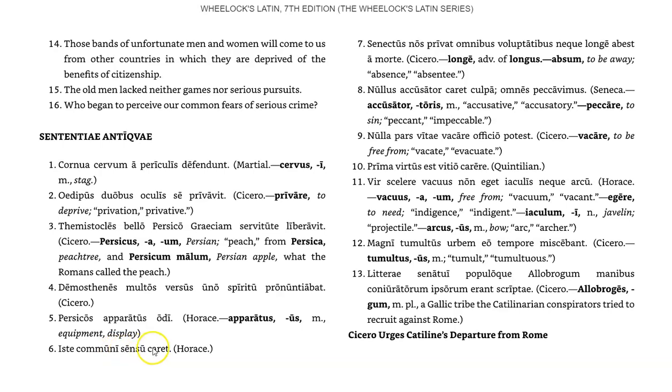Iste communi sensu caret, literally that person is devoid of common sense. I'm going to skip this one, but here I will mention that this one actually has some other elements that are somewhat complex. When you look in your dictionary, for example, if you look up careo, C-A-R-E-O, if you have a decent dictionary, it should say plus the ablative. So when you use this word, which means to be devoid of or to be without, the words that go with it need to be in the ablative. And so that's why we have sensu, and then here's actually third declension as well. This actually has a unique ending or spelling, so that's why I'm going to leave that right there.